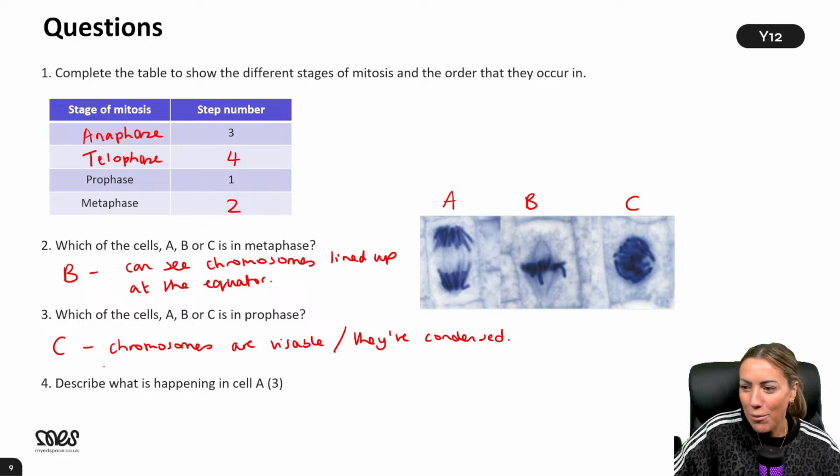Okay, what's happening in cell A? Now, can you give me the name of the stage as well for A and try and give me a description of what is happening?